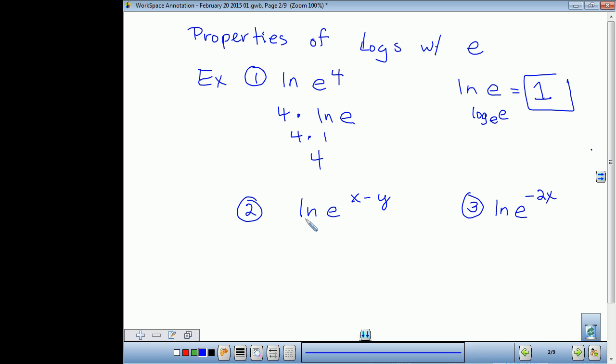Caroline, you're just practicing. All right, natural log of e to the x minus y. What do you think we do? Multiply x times y out. That x minus y, we rewrite from the exponent into a product. And natural log of e is just 1, so my answer is x minus y.